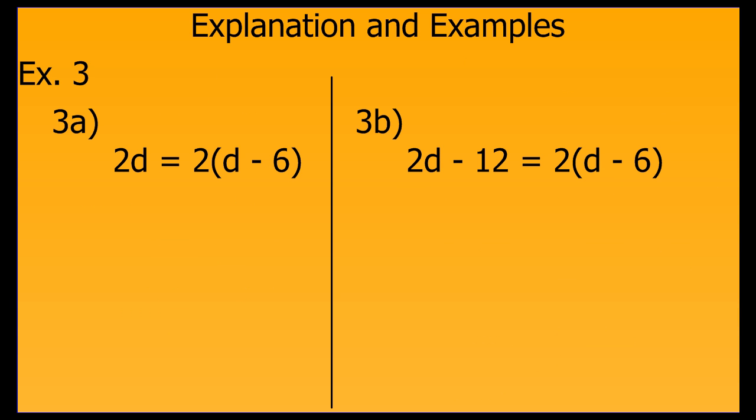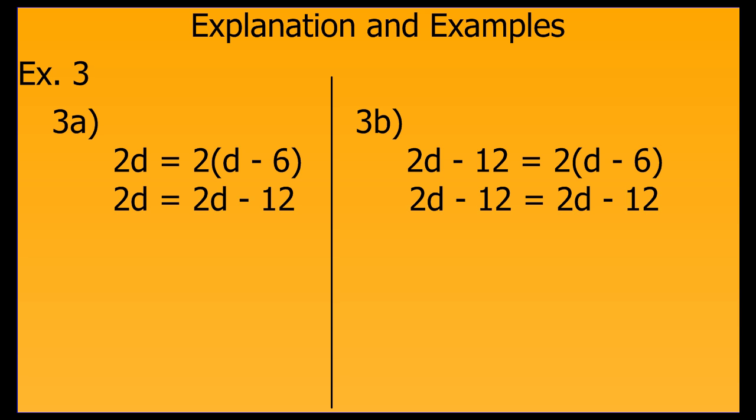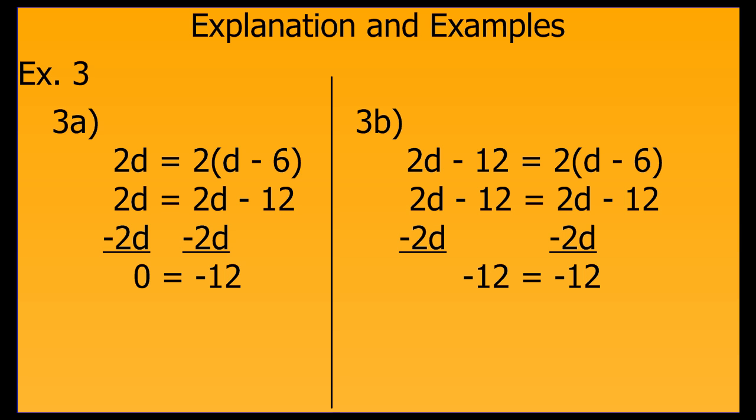Let's look at example 3. We actually have two equations here, I'll call them 3a and 3b, that we want to work through to see some special cases. For both equations, I use the distributive property to simplify one side of the equation. Now in both equations, I'm going to subtract 2d from both sides of the equation.